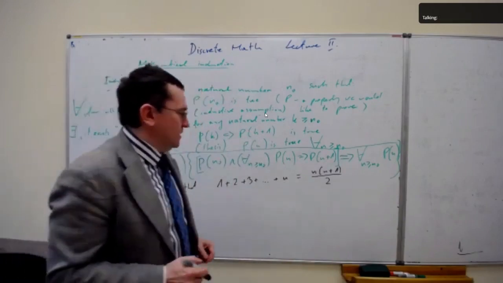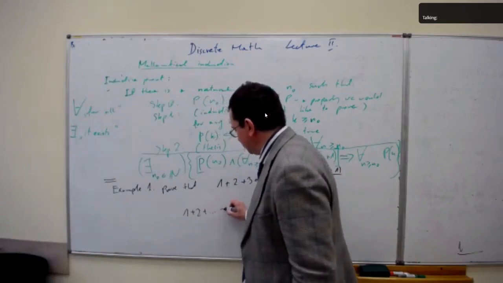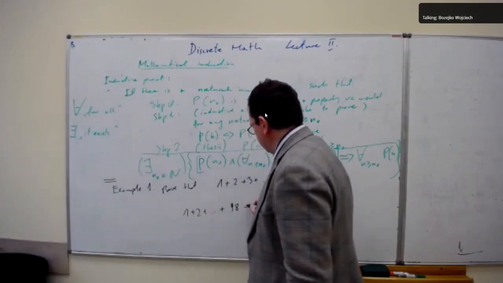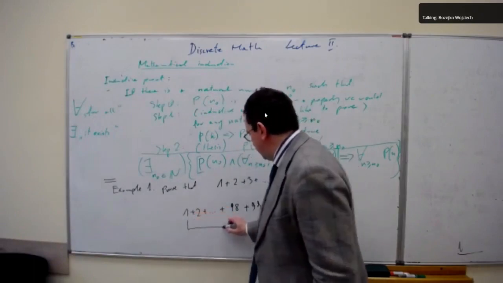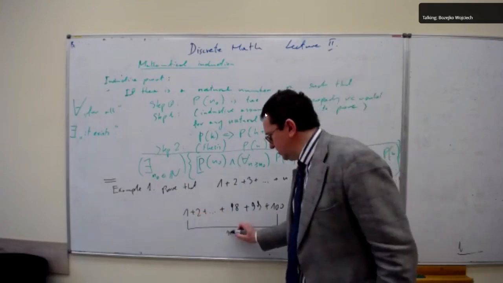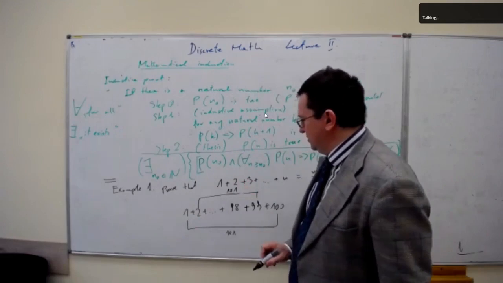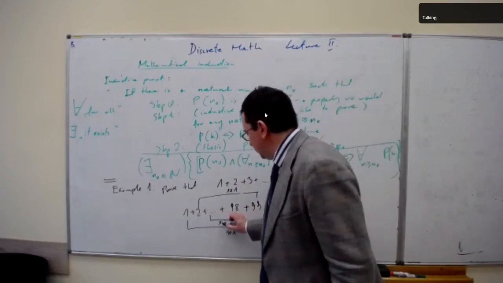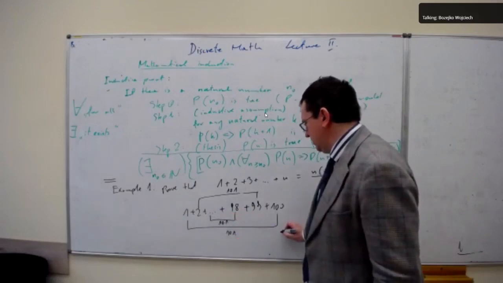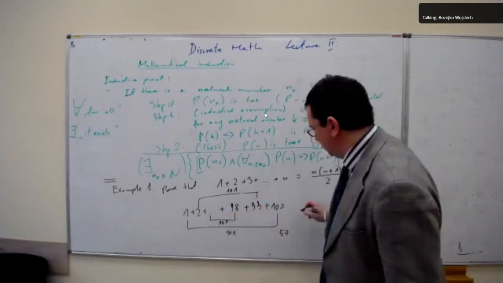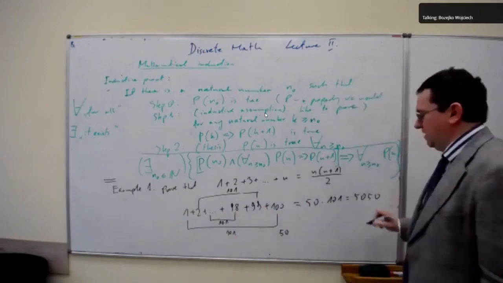But the observation from Gauss was that if we have such a sum, plus 98 plus 99 plus 100, so if we have 1 plus 100, this is 101. 2 plus 99, this is also 101. 3 plus 98 is 101, and so on. And we have how many? 50 such sums. So the result is 50 times 101, so this is 5,050.